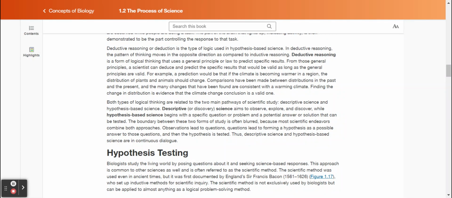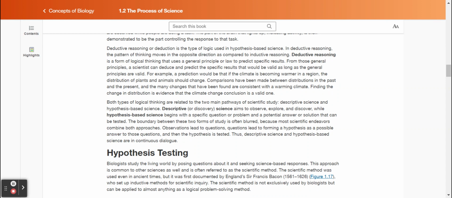Deductive reasoning, or deduction, is the type of logic used in hypothesis-based science. In deductive reasoning, the pattern of thinking moves in the opposite direction as compared to inductive reasoning. Deductive reasoning is a form of logical thinking that uses a general principle or law to predict specific results. From those general principles, a scientist can deduce and predict the specific results that would be valid as long as the general principles are valid.